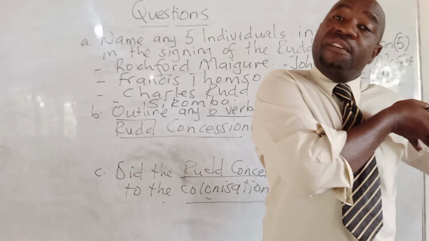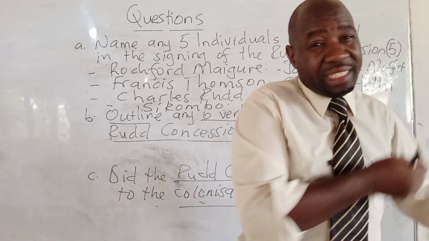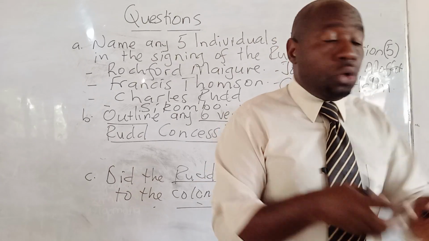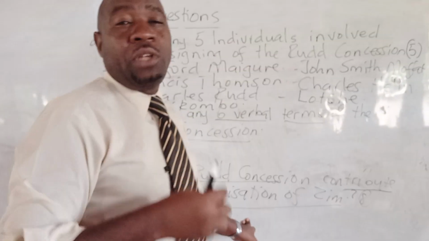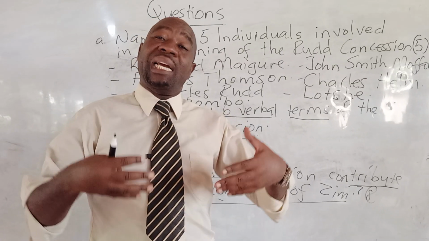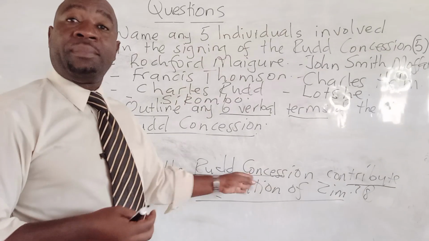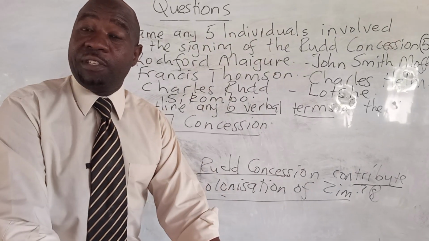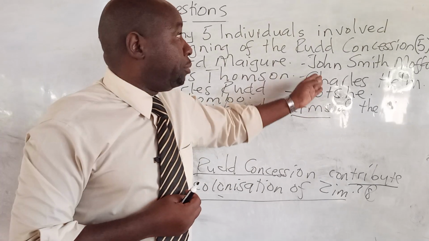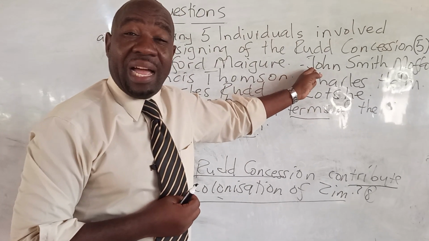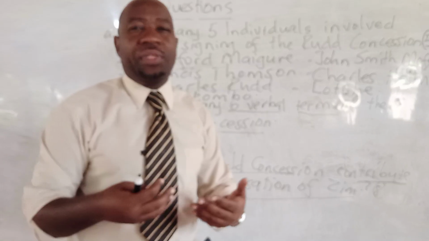There were also other factors, other points that also led to the colonization of Zimbabwe. You now talk about the other factors that also contributed to it. Which are these factors? You also talk about the missionaries. They contributed to the colonization of Zimbabwe. They made Lobengula sign the Moffat Treaty. John Smith Moffat made Lobengula sign the Moffat Treaty.